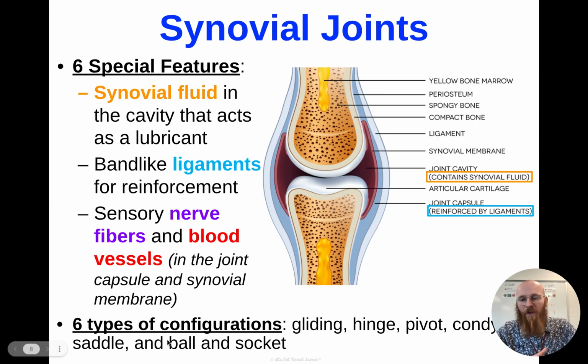And these synovial joints, we're going to pick up on part 2 with this, but we have 6 different types of configurations that we're going to be going into. These are gliding, hinge, pivot, condylar, saddle, and ball and socket.